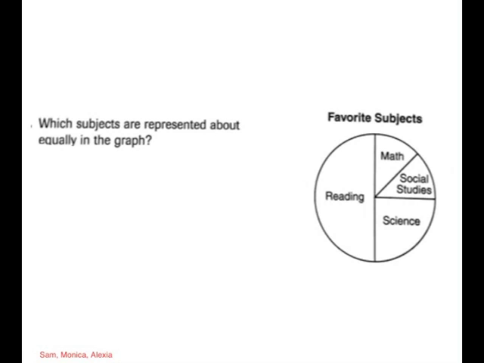It's Sam again, and what subject is represented about equally in the graph? If you look at the graph, you can see math and social studies just about take up 1/8 of the graph. So math and social studies is your answer.